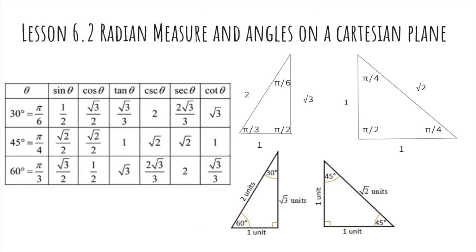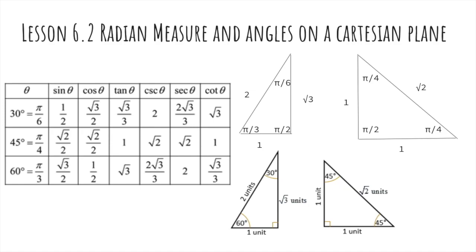Next, moving on to lesson 6.2, because pretty much that was it for 6.1. All it was was converting degrees to radians and vice versa. All you really have to do is use that 180 degrees as a benchmark. So 180 degrees equals pi, and you can convert any amount of degrees to any amount of radians. Okay, so now moving on to lesson 6.2. How can we apply these measures of radians onto a Cartesian plane?